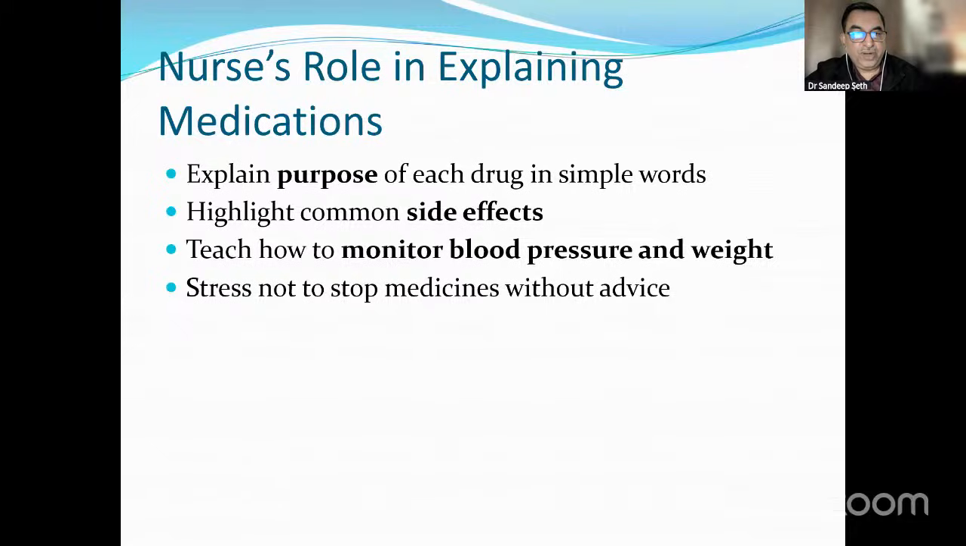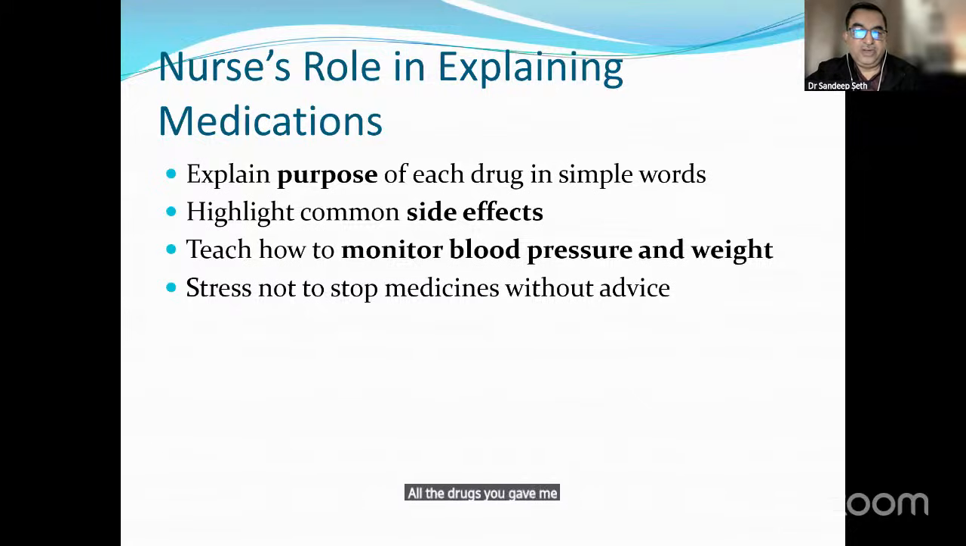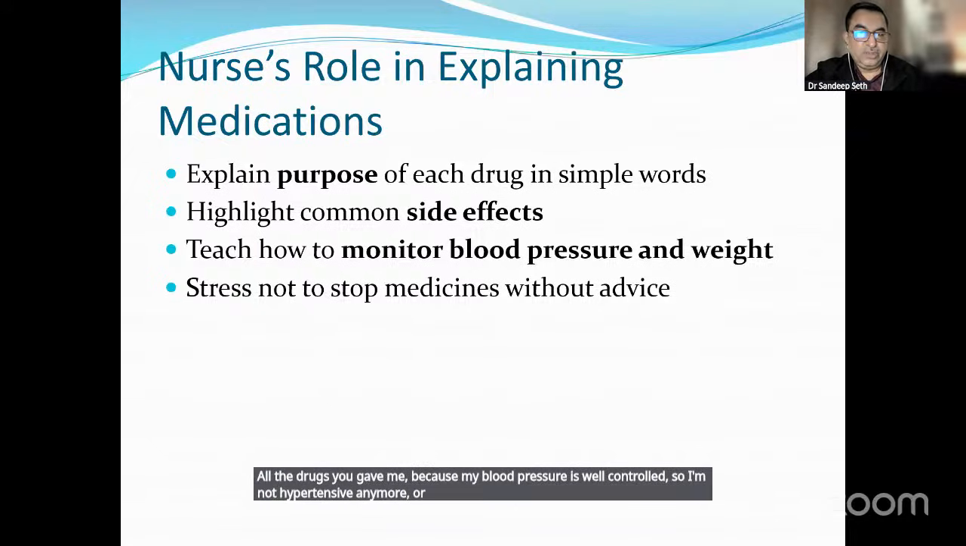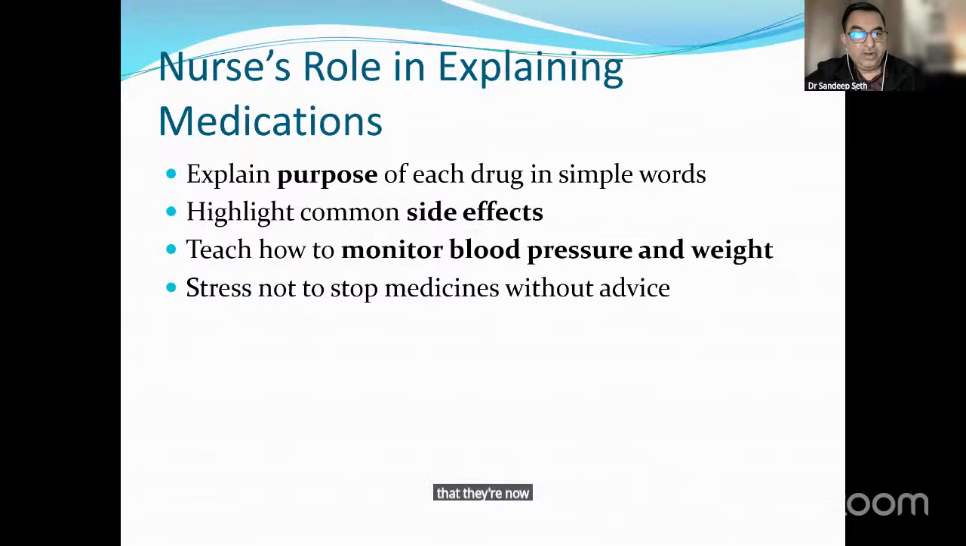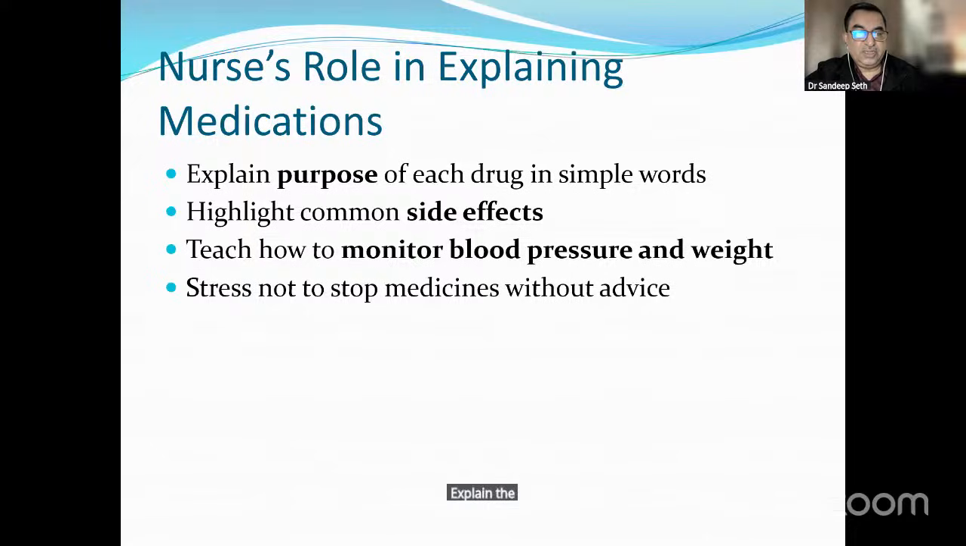Patients should know why each drug is being taken. Patients sometimes come to us and say, "I've stopped all the drugs you gave me because my blood pressure is well controlled, so I'm not hypertensive anymore." Or, "Why are you giving me drugs for diabetes? I don't have diabetes." SGLT2 inhibitors are basically used for diabetes, but they're now being repurposed for heart failure. So you have to explain the purpose of each drug to the patient, and explain the common side effects.